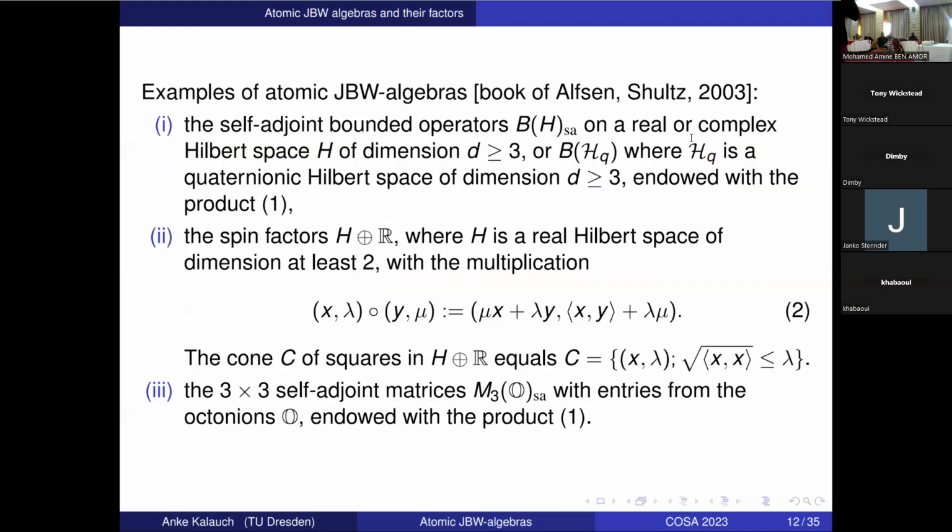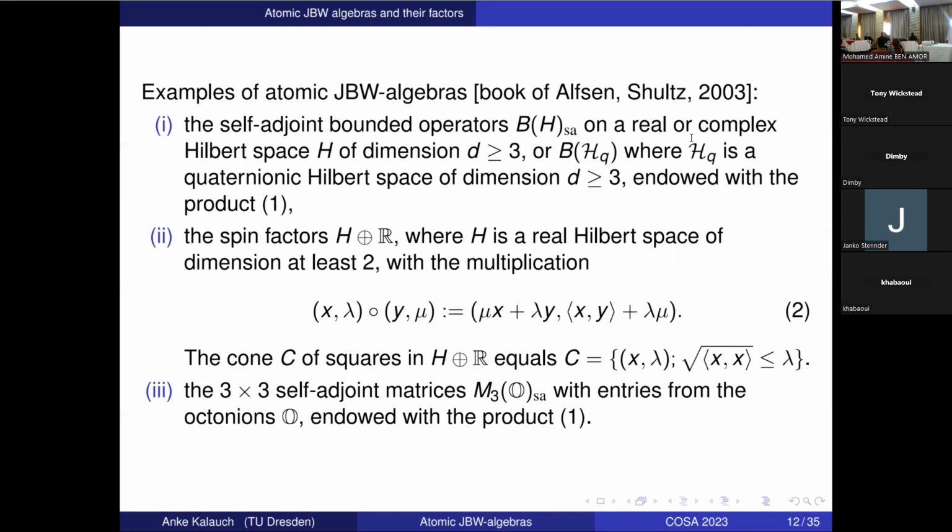So the question is, what other objects are atomic JBW algebras? Let's look at this list. B of H, the self-adjoint part, I already mentioned. We can do a similar thing for quaternionic Hilbert spaces. We also take the self-adjoint part of B of H_Q. This also turns out to be an atomic JBW algebra.